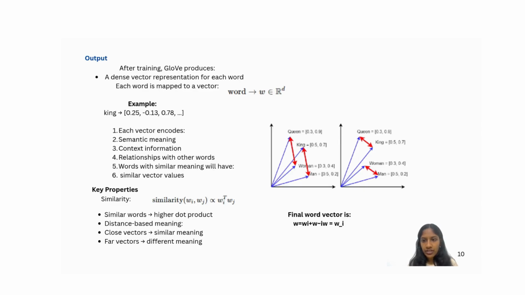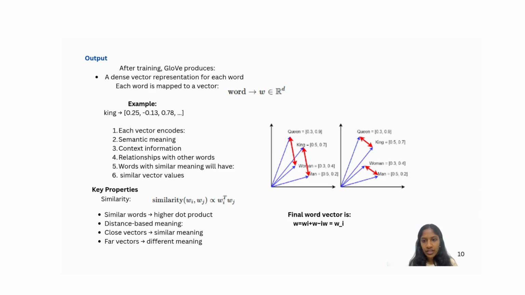After the training process is complete, what we obtain is a set of dense vector representations for each word in the vocabulary. These vectors are not just random numbers anymore. They encode rich linguistic information. Each word vector captures the meaning of the word, the context in which it appears, and its relationships with other words.